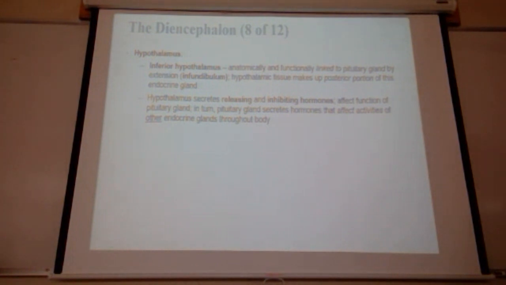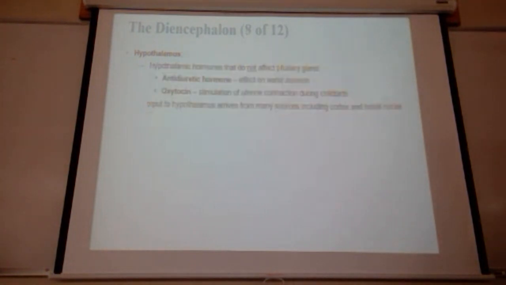Some people that suffer from a condition called gigantism have an issue with their hypothalamus that stimulates the pituitary gland to produce too much human growth hormone, and they grow to be very large human beings. Hypothalamic hormones that do not affect the pituitary gland: antidiuretic hormone plays a role in water balance. Oxytocin is the hormone that stimulates uterine contraction during childbirth. You'll talk about oxytocin when you talk about childbirth when you take AMP2.